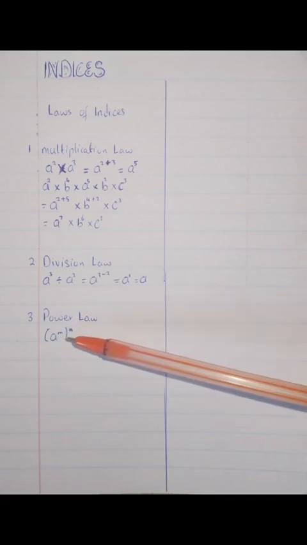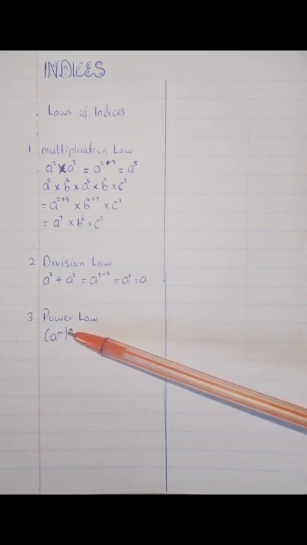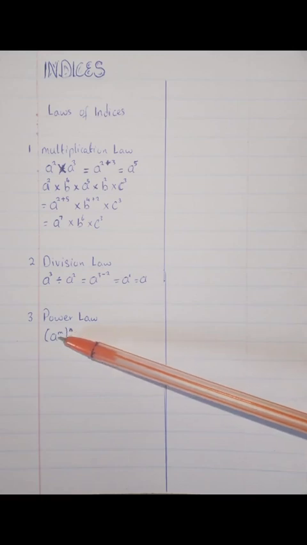So you just multiply the two powers, the one inside the bracket and the one outside the bracket, and a is raised to the power of the product of those two powers.